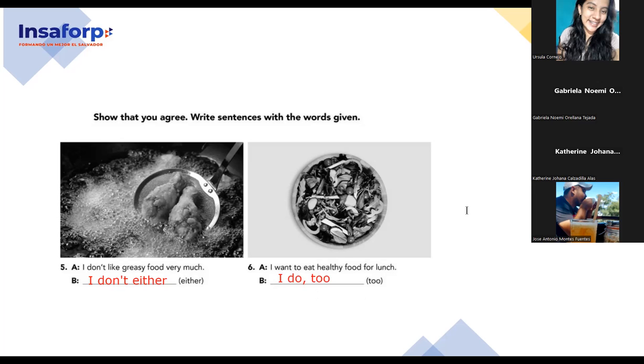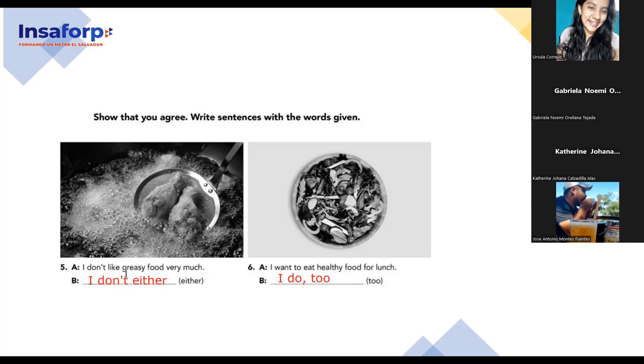Very good. So this is the way we agree with people. We can use either, we can use neither, also we can use so, and also too. Just don't forget that you need to be playing with the context that they give us in the sentence, right? If the sentence is affirmative, we need to work with something that is affirmative, and if the sentence is negative, we need to work with something that is negative, right? Also, be careful with neither and either. Remember that these two, most of the time, go with negative statements, right?